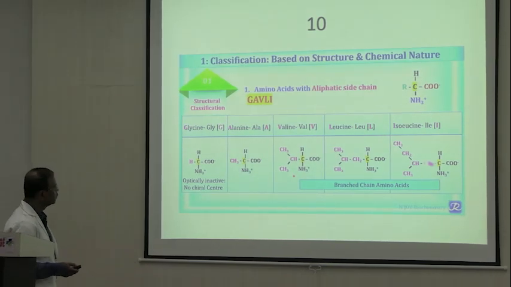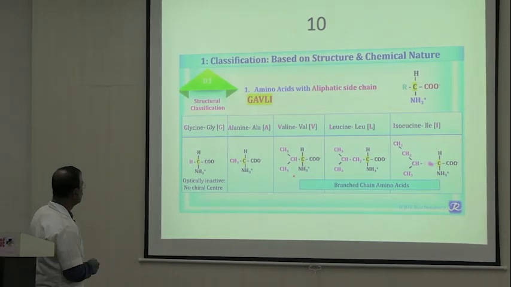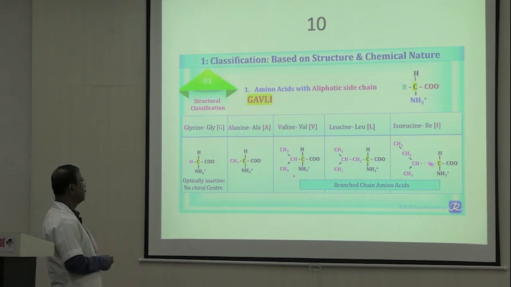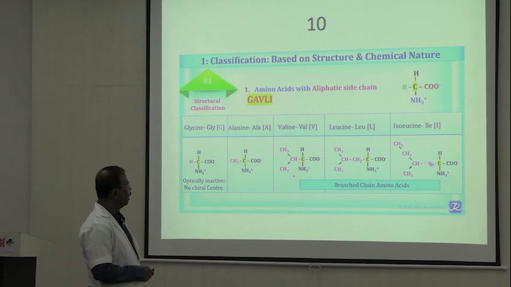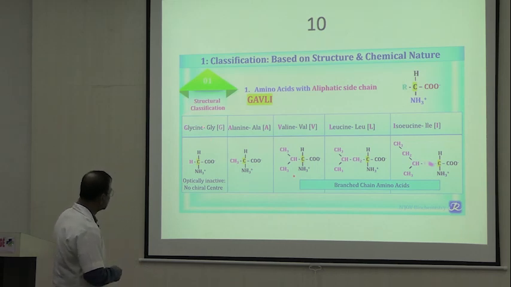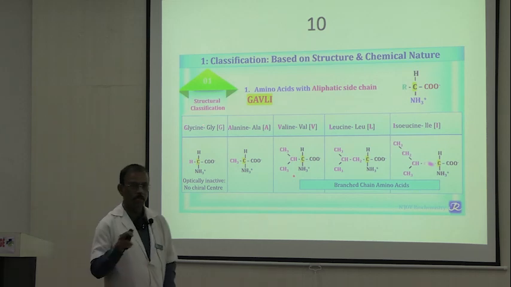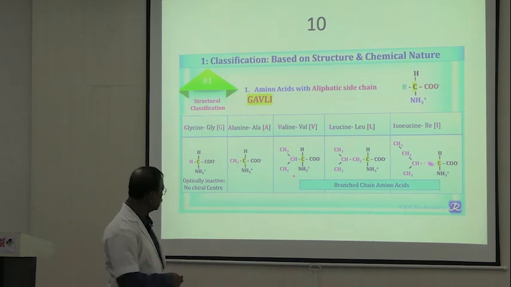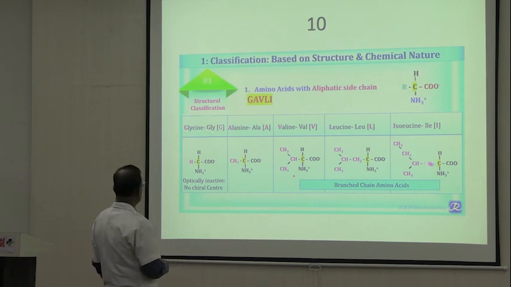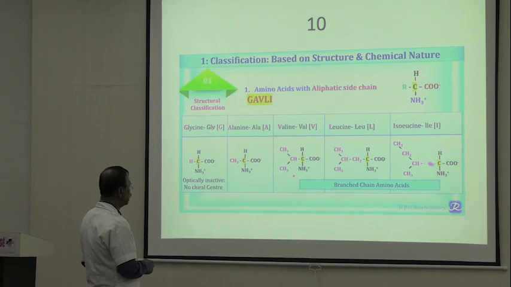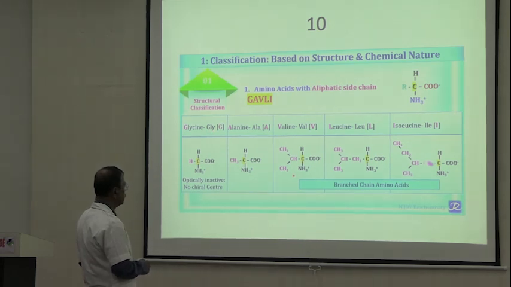There are 5 amino acids: glycine, alanine, valine, leucine, and isoleucine. An amino acid is denoted by either a 3 letter or a single letter code. For glycine it is GLY and the single letter is G.